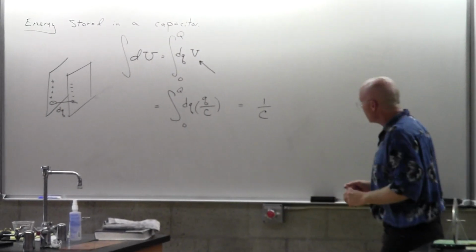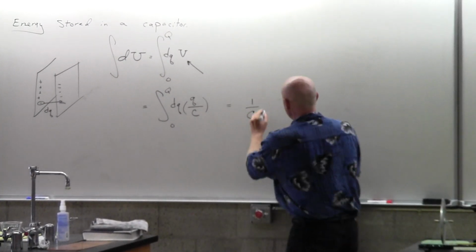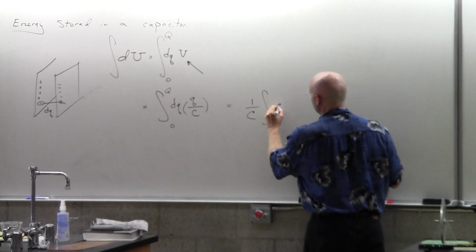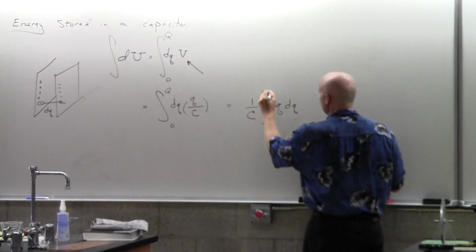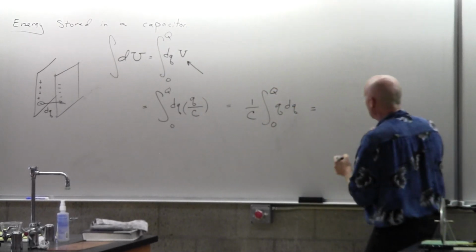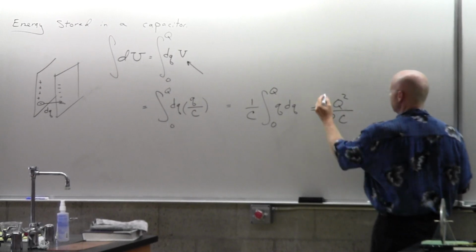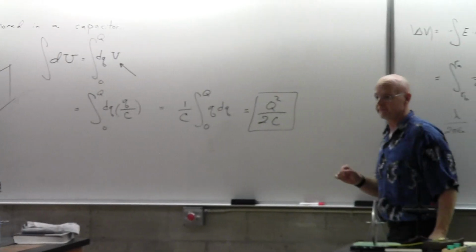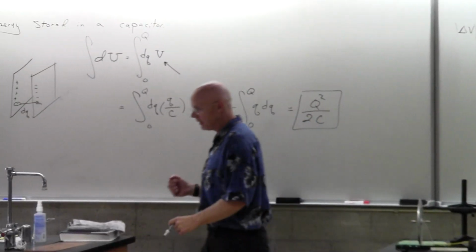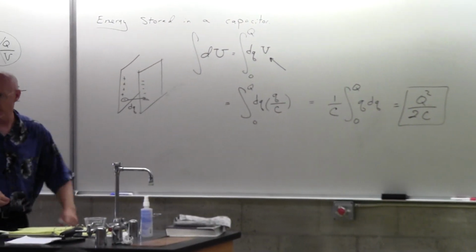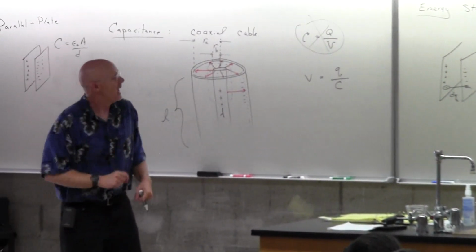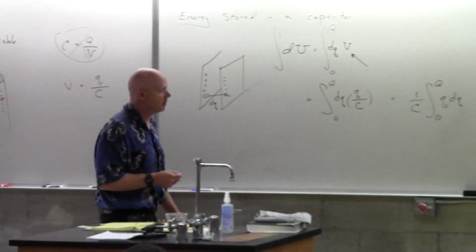All right, so this then would become just a simple Q dq evaluated from 0 to capital Q. Fortunately, that's an easy one to do. It just becomes Q squared over 2C. So there it is. The answer I'm looking for is what is the energy stored in the capacitor? And I hope it fits my intuition that I said earlier.